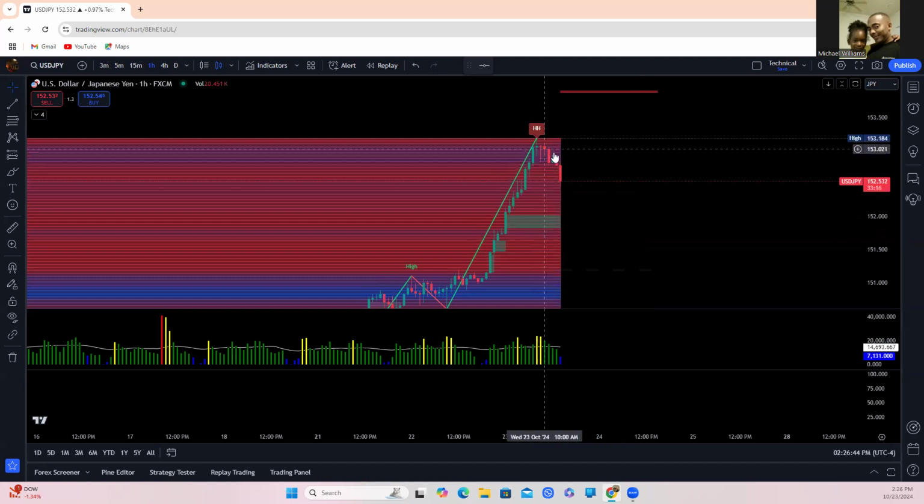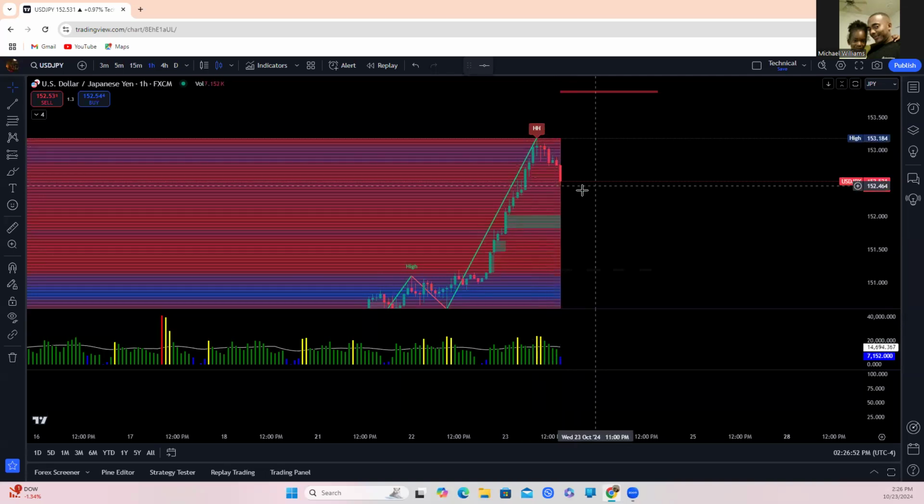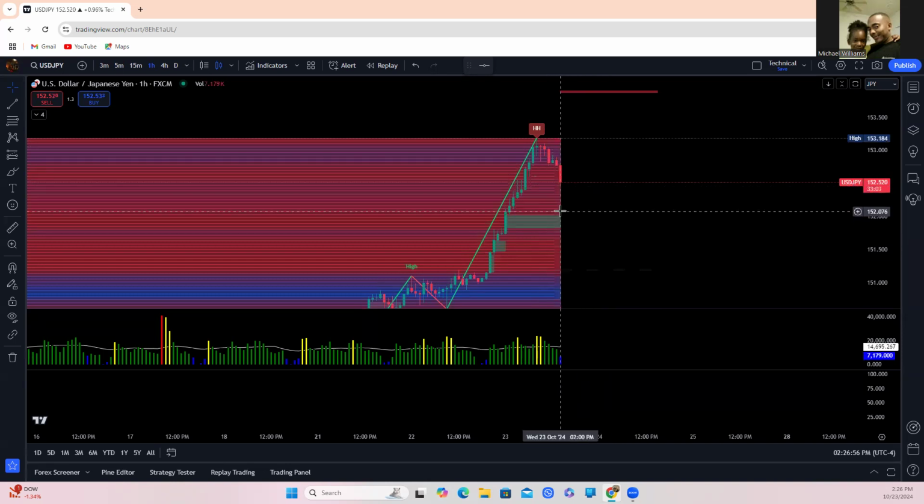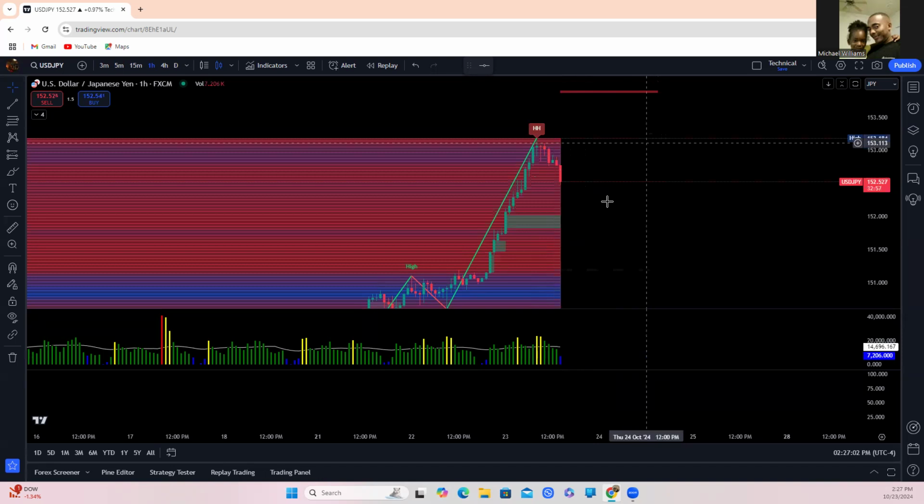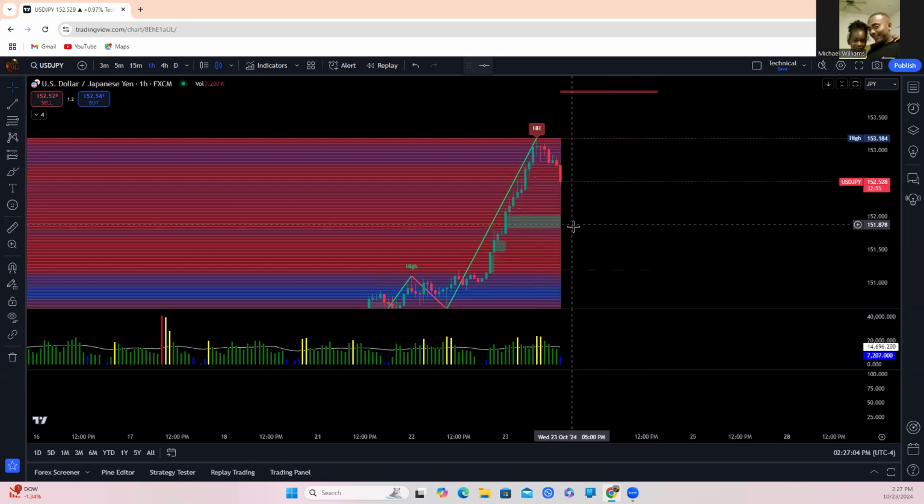I just got the benefit of catching the pullback properly, without getting stopped out and eaten up trying to catch a reversal. I'm not trying to catch a reversal. I'm just catching this pullback because I have a good idea of how to do that. But really, the trade that I'm after is that continuation to the upside, once price comes down and gives me signs that it's looking to go back up.